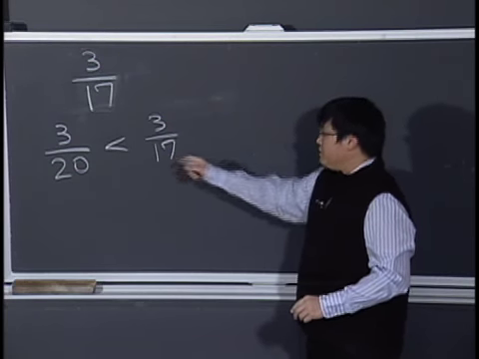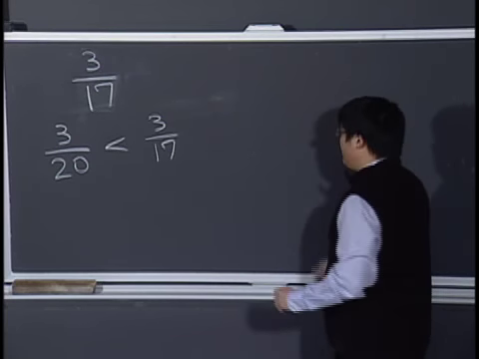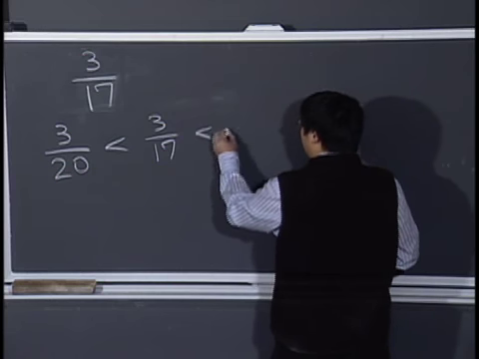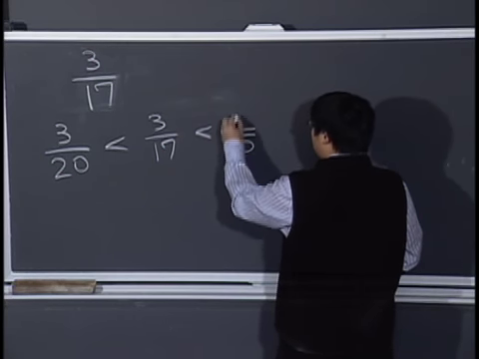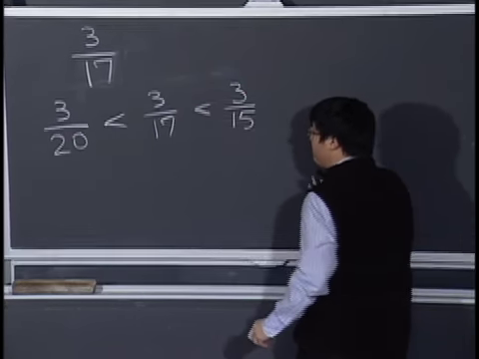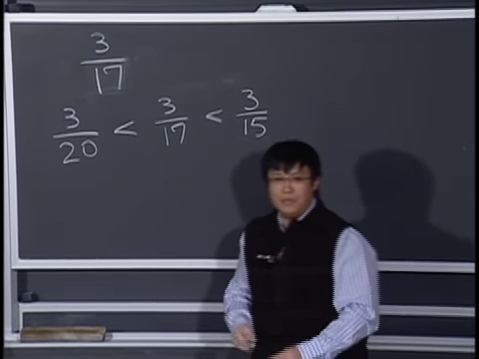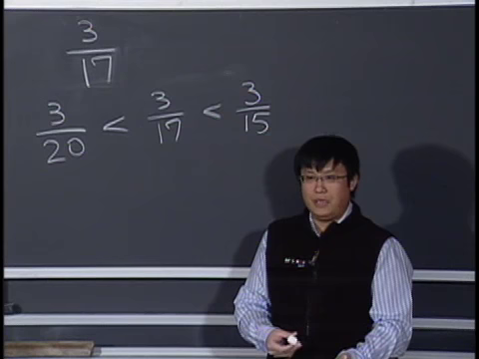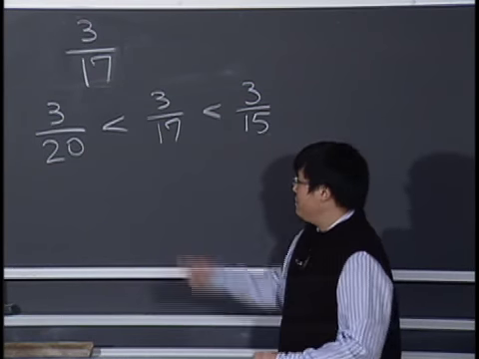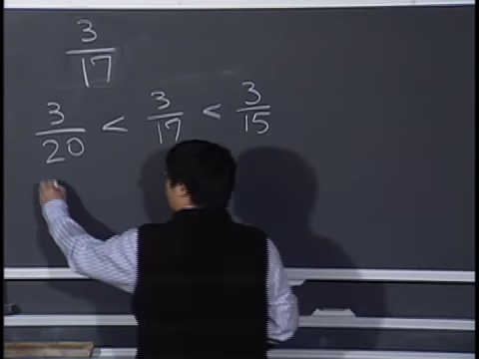Now how about on the other side? If we reduce 17 even more, we can get a denominator of 15, which in this case is also easy to deal with. What is 3 divided by 20? Well, we know that 1 over 20 is 5%, so 3 over 20 is 15%.